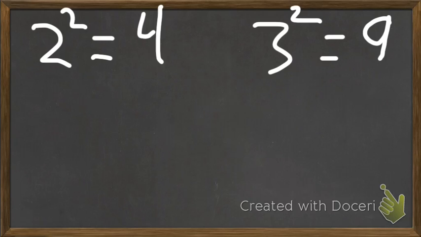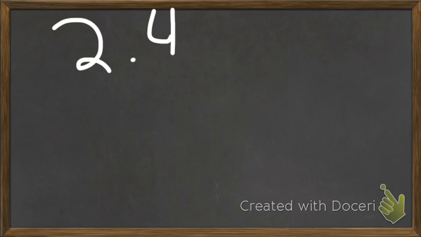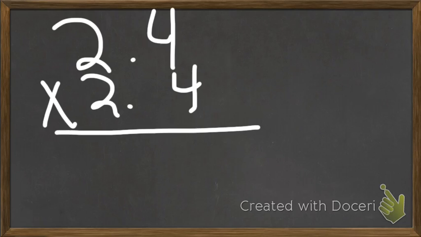So let's look at 2.4. Let's square that. To square a number, we know that we're just multiplying by itself. So old school multiplication here.